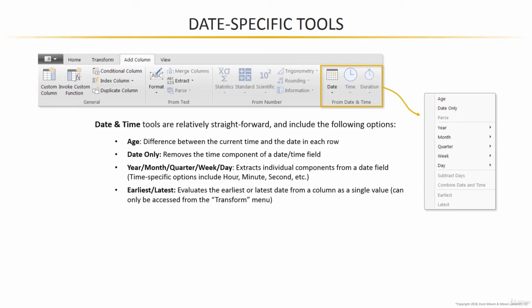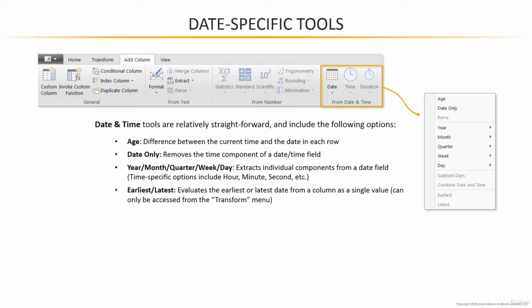You also have the date only tool, which basically looks at any fields that might contain both a date and a timestamp, and it strips the time component out and leaves you with just that date only. You also have your pretty basic set of date component functions like year, month, quarter, week, and day. And that basically just extracts individual components or individual attributes from a date field. And if you're selecting a field that has a timestamp as well, you also have similar time-specific options like hour, minute, and second.